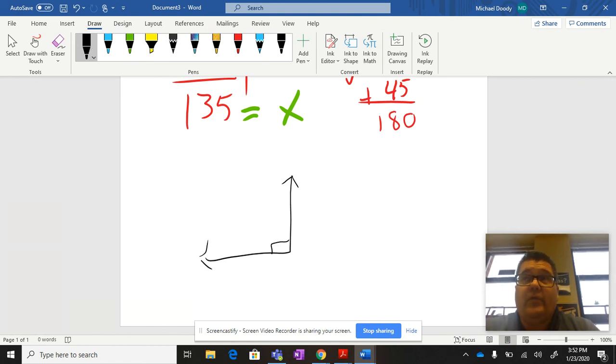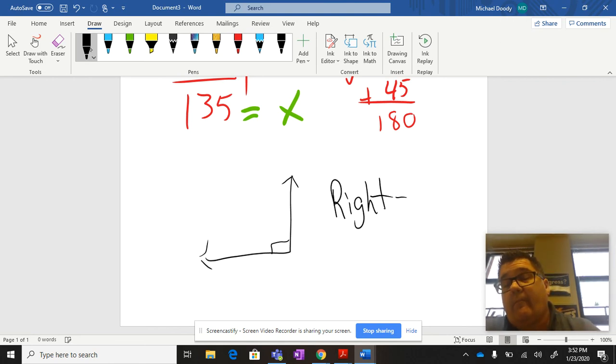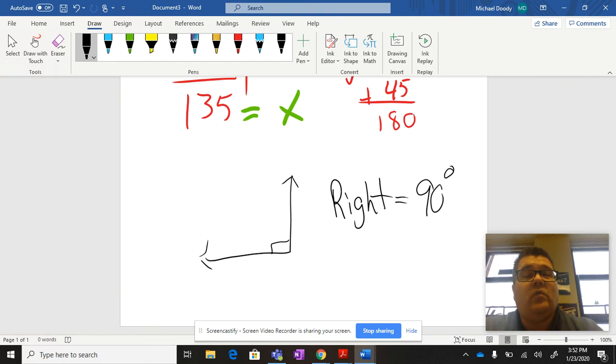Okay, hopefully you're screaming out loud, that's a right angle. A right angle is 90 degrees. And if you think about it, it's half of a straight line. So what if I had an angle that went like this, and we'll say, I don't know, I'm going to make it 40 degrees. I know it's not exact, but that's fine.